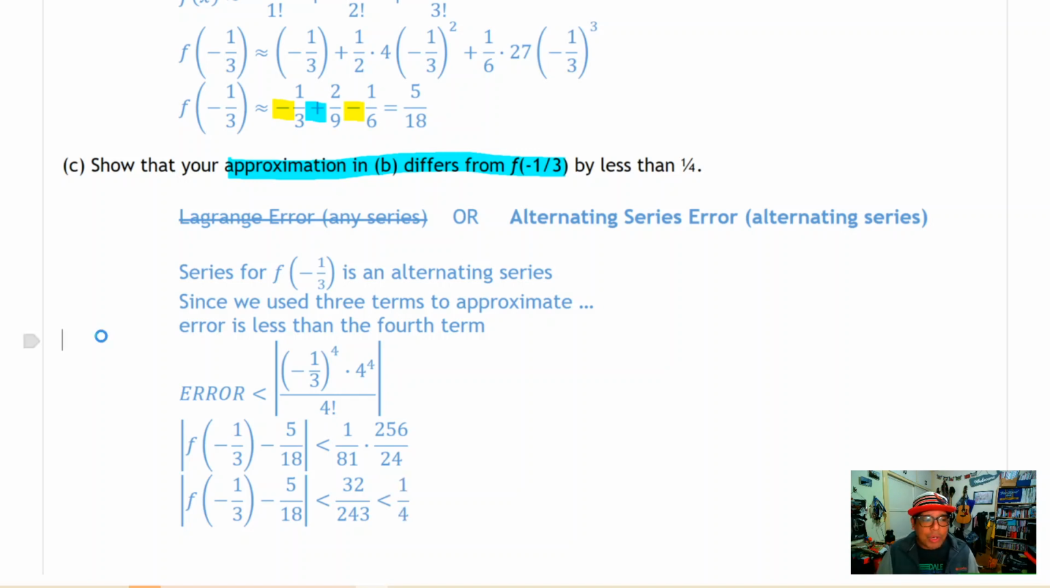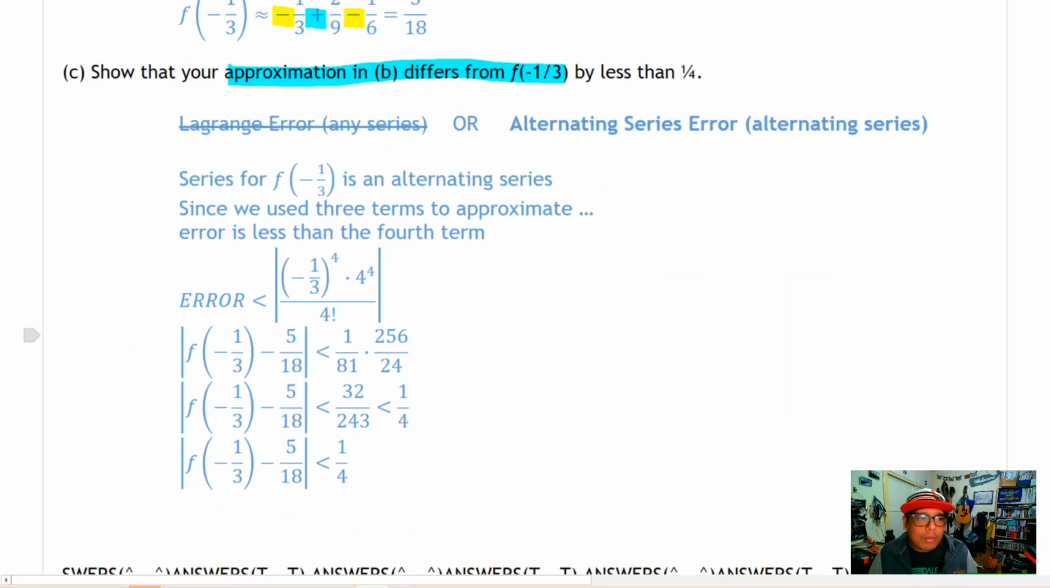And since 32 over 243 is less than 1/4, then my error is less than 1/4 as well. So we've just shown that the approximation 5/18 differs from f of negative 1/3 by less than 1/4.